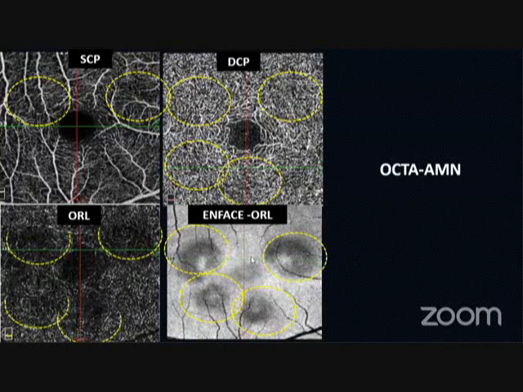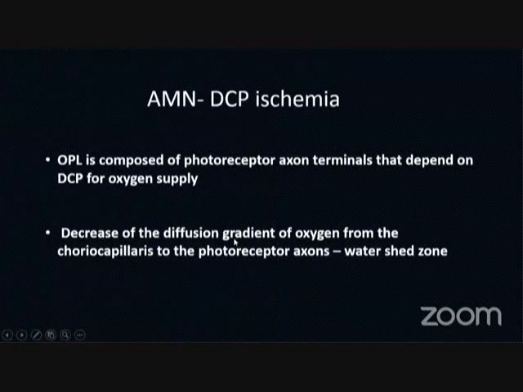And so why is the deep capillary plexus an area that is threatened by ischemia? Or why do the patients start to have some visual defects when this occurs? This is because the outer plexiform layer is mainly composed of photoreceptor axon terminals that depend mainly on the deep capillary plexus for oxygenation, and because there is a decrease of the diffusion gradient of oxygen from the choriocapillaris to the photoreceptor axon. So it's like a watershed zone or a weak area.